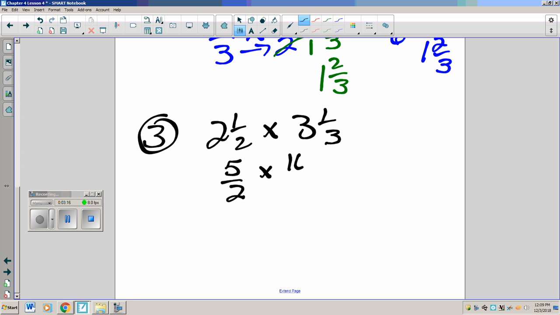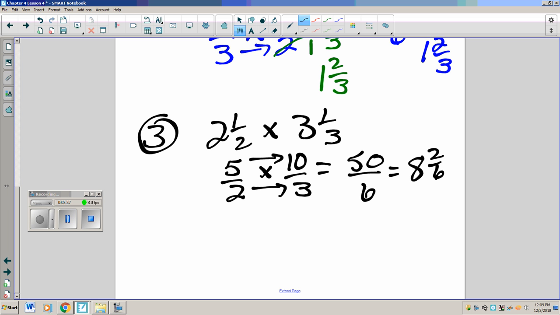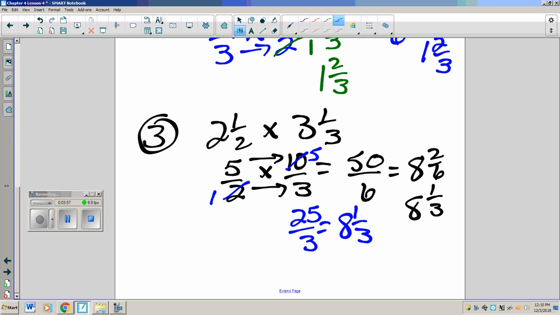5/2 times 10/3. You could cross reduce the 2 and the 10. If you are not doing that, that is okay. You will end up with 50/6. 6 goes into 50 8 times, which takes me to 48. I have 2 left over. 8 and 2/6. 2 even numbers there means that reduces to 8 1/3. If you cross reduce, the 2 would have gone to 1. The 10 goes to 5, and you get 25/3. 3 goes into 25 8 times, 8 1/3.